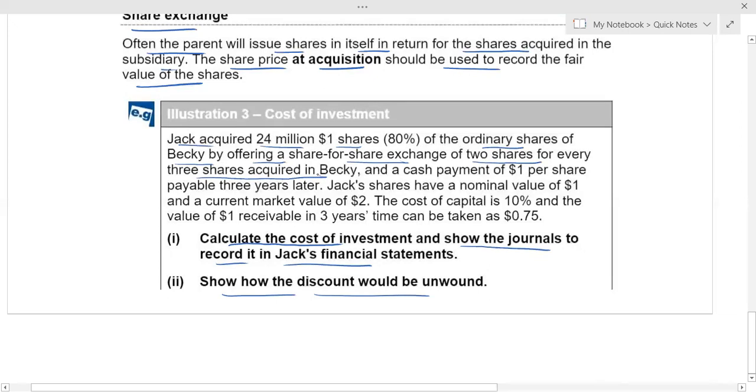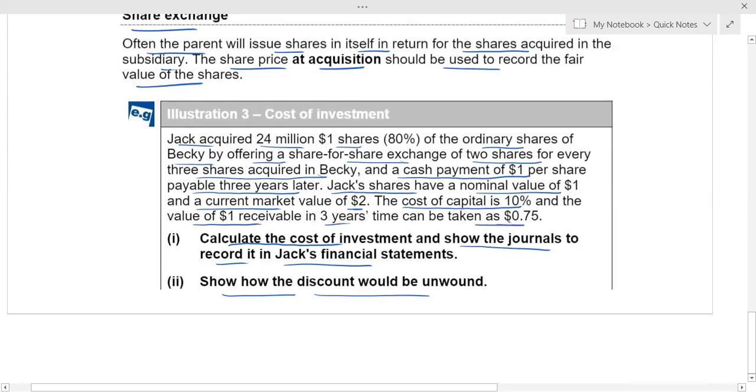So the parent has issued its 2 shares against 3 shares, and a cash payment of $1 per share payable 3 years later. It's a deferred consideration. Jack's shares have a nominal value, meaning par value, of $1, and the current market value is $2. The cost of capital is 10%, and the value of $1 receivable in 3 years is 0.75.